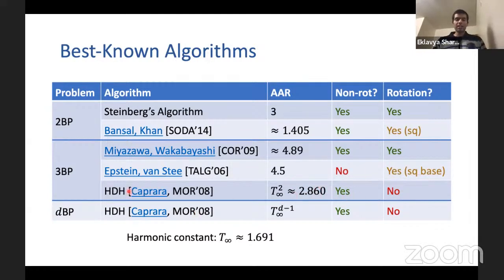Okay. In fact, Caprara's HDH algorithm can be extended to D dimensions. And in D dimensions, they get an asymptotic approximation ratio of T infinity to the power D minus 1, where T infinity is called the harmonic constant and its value is approximately 1.69.